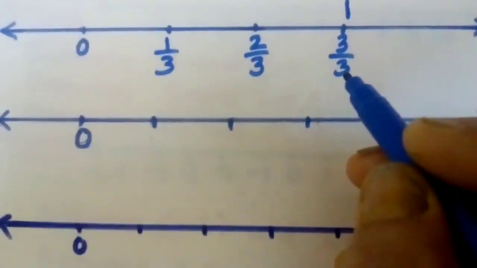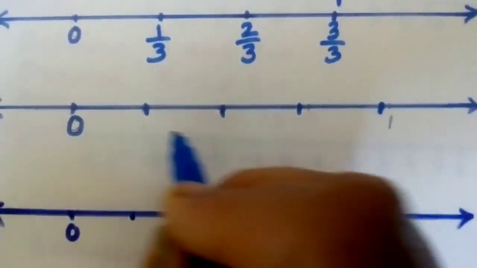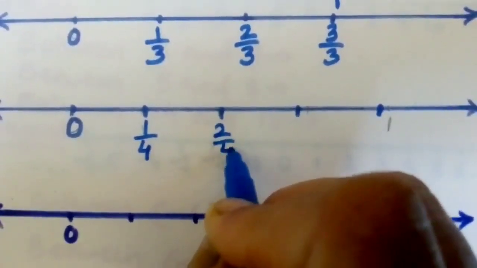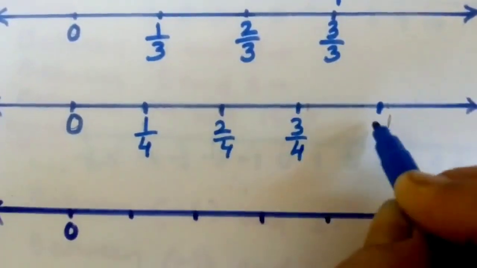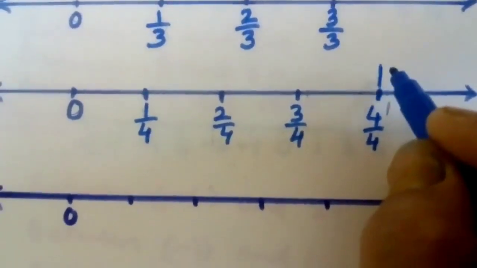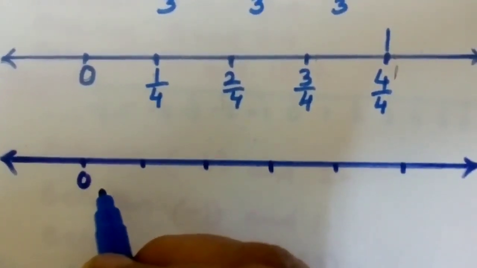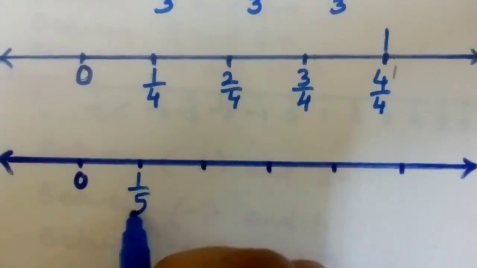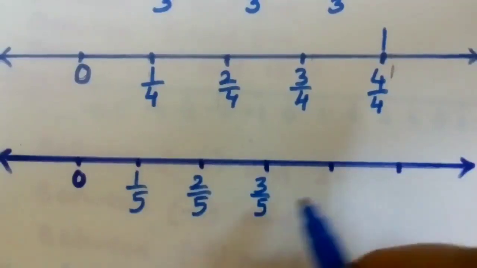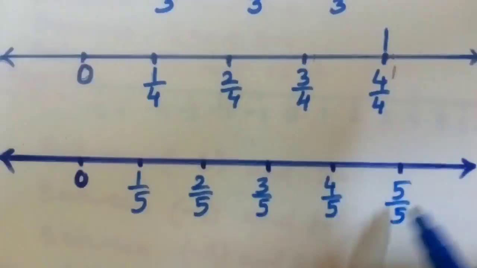Now if we divide the number line between 0 and 1 into 4 equal parts, the first will be 1 upon 4, the second part will be 2 upon 4, the third part will be 3 upon 4, the fourth part will be 4 upon 4, which is nothing but 1. Now if we divide the number line between 0 and 1 into 5 equal parts, it will be 1 upon 5, 2 upon 5, 3 upon 5, 4 upon 5 and the fifth part will be 5 upon 5, that is 1.